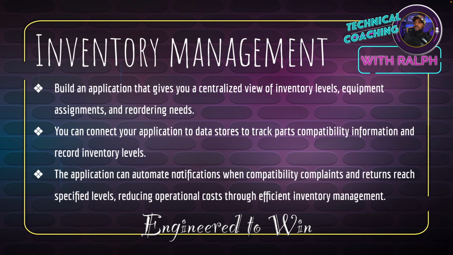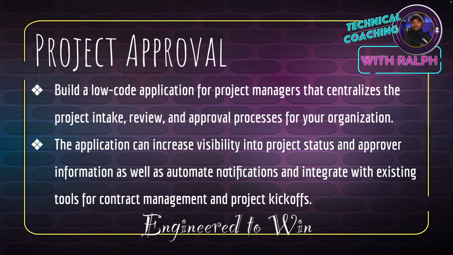Inventory management. Build an application that gives you a centralized view of inventory levels, equipment assignment, and reordering needs. You can connect your application to data sources to track parts compatibility information and record inventory levels. The application can automate notifications when compatibility complaints and returns reach specified levels, reducing operational costs through efficient inventory management. We gotta love reducing operational costs. So important.